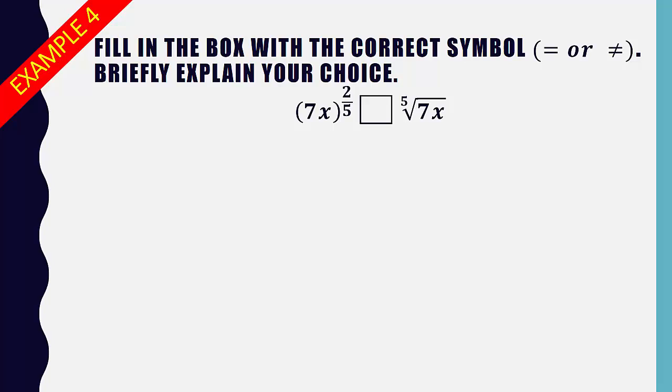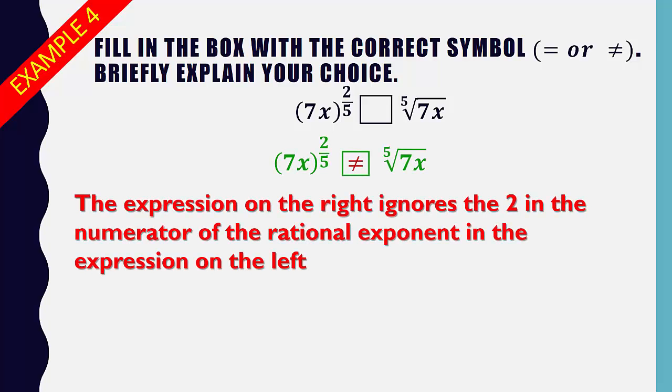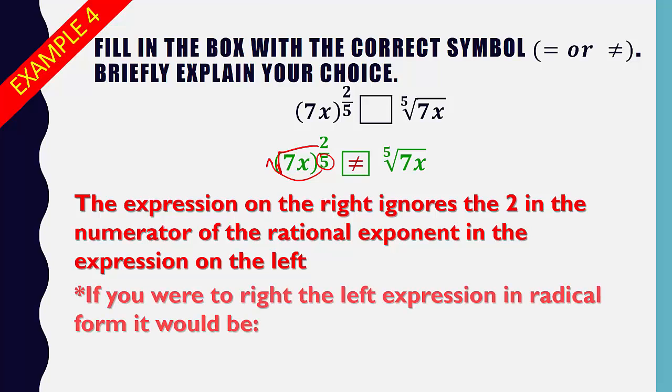All right, fill in the box with the correct symbol, either equals or does not equal, and briefly explain your choice. Well, we would need to get these into the exact same form in order to better determine that. They do not equal each other because the expression on the right ignores the 2 in the numerator of the rational exponent in the expression on the left. So yes, they brought that 5 out in front and had the radical, but we still had this 2, which got ignored.